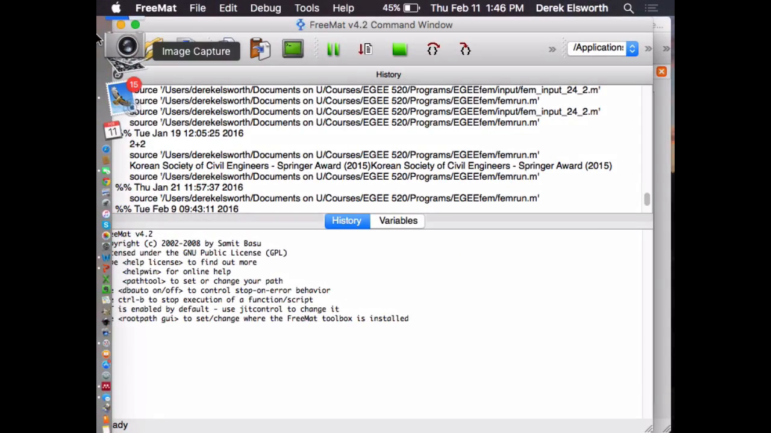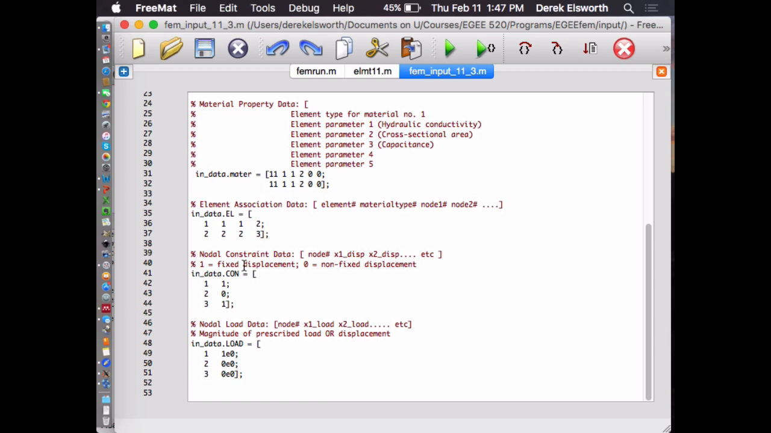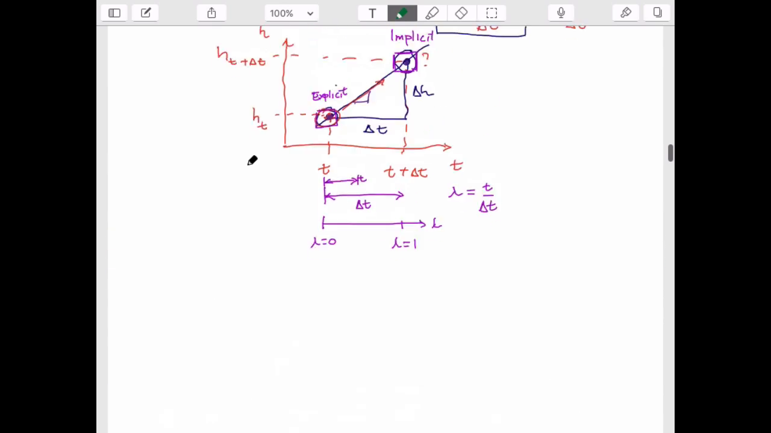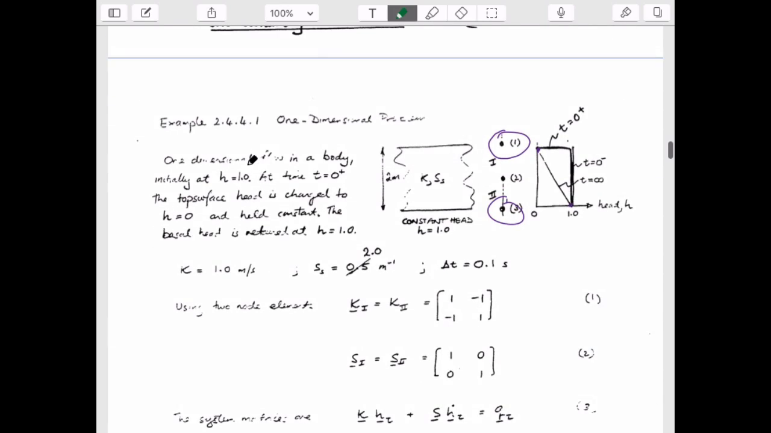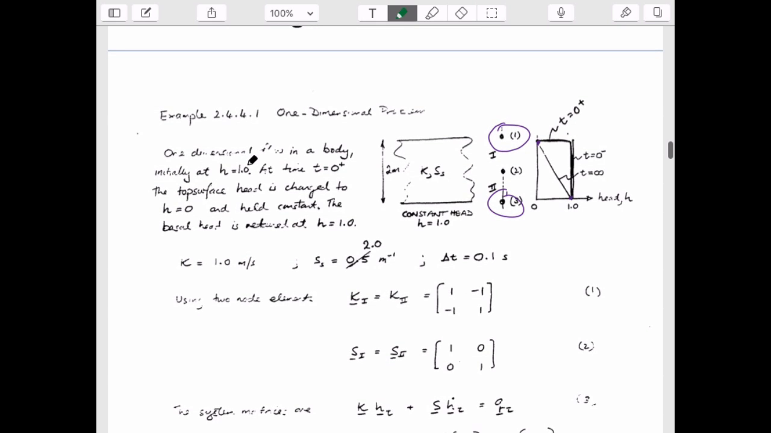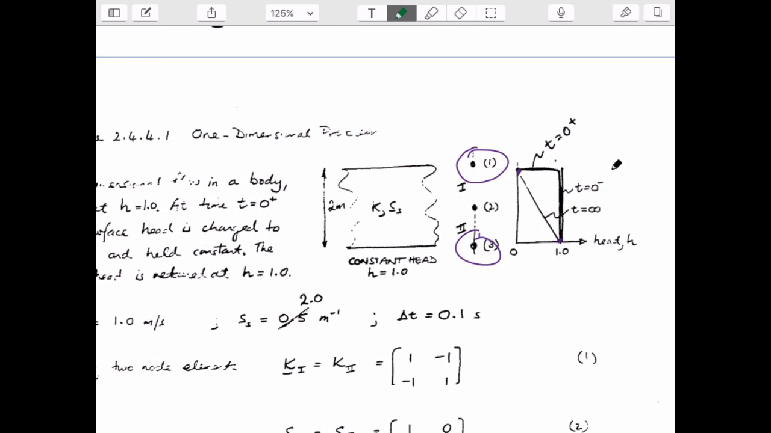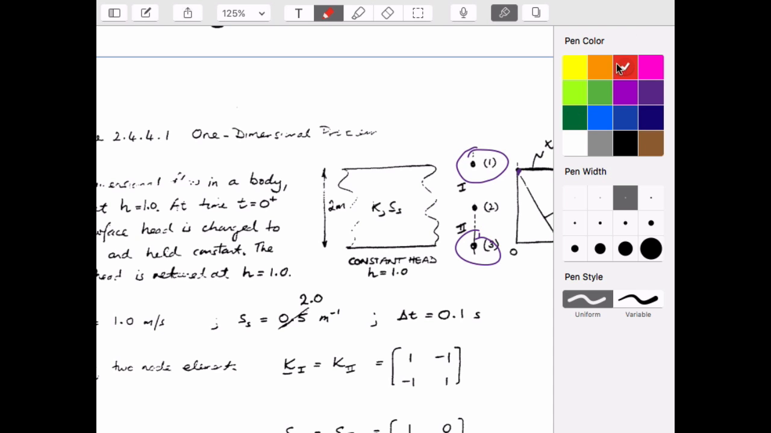So let's look at EGEEfem again. You remember our geometry that we're dealing with. This is the geometry that we're dealing with. You'll remember that when we dealt with it in this particular problem, instead of working with this particular geometry, what we did was we started off with the heads everywhere being zeros.